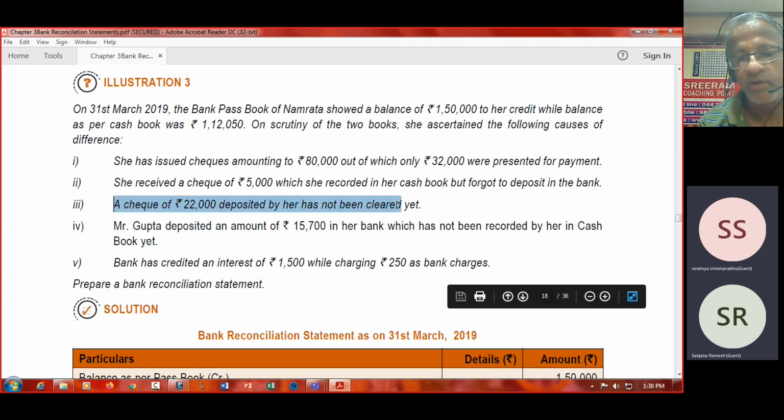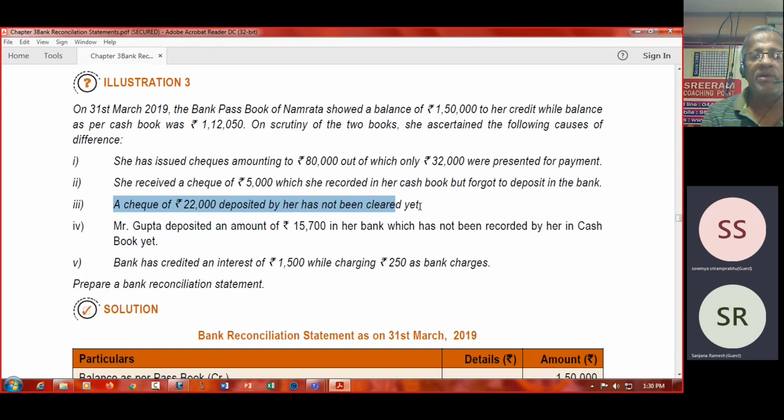Right. A check of rupees 22,000 deposited by her has not been cleared yet. Yes, Aravind, where will this item appear? Cash book, which side? How do you call it? What should you do? Add. Yes, Shreya, could you tell what we should do for item number 4?